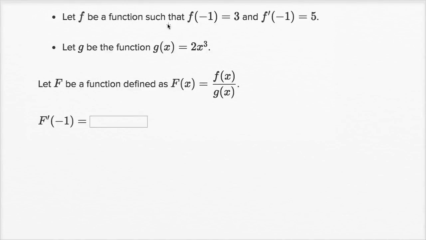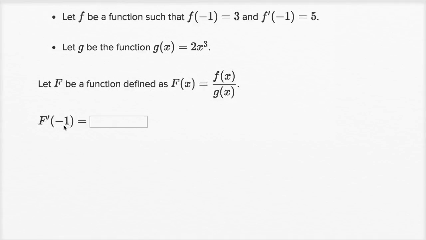Let f be a function such that f of negative 1 is equal to 3, f prime of negative 1 is equal to 5. Let g be the function g of x is equal to 2x to the third power. Let capital F be a function defined as lowercase f of x divided by lowercase g of x. And they want us to evaluate the derivative of capital F at x equals negative 1.